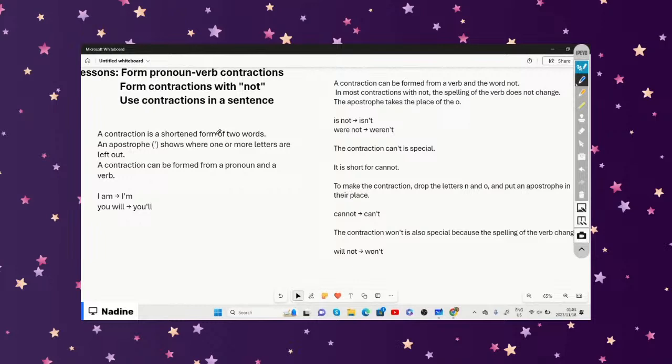Of course, during the course of the lesson, we are going to do a few examples to see how we can add the apostrophe and how we can write the contractions. Because a contraction is a shortened form of two words that we add together, and whatever letter we remove, we add the apostrophe to show where that letter was left out, in order to form a pronoun verb contraction and so on.